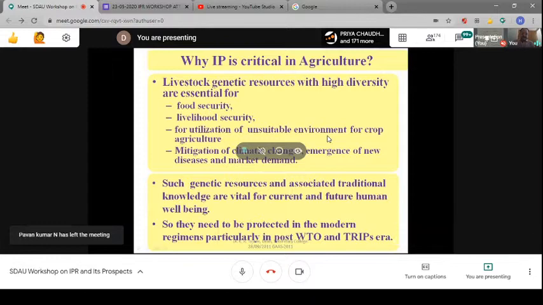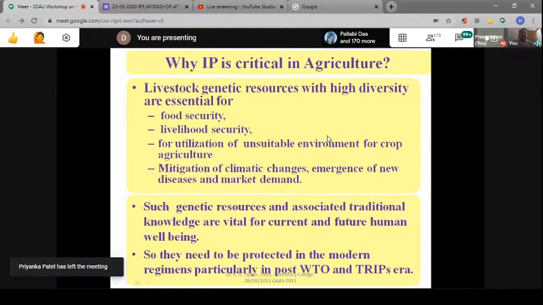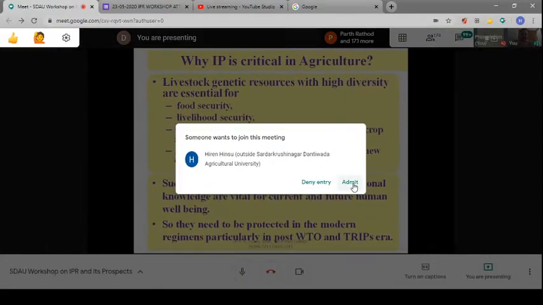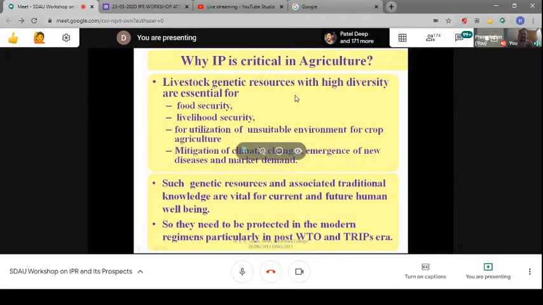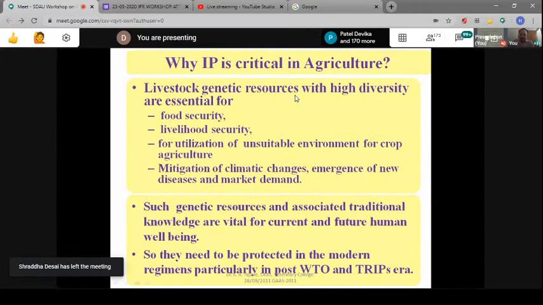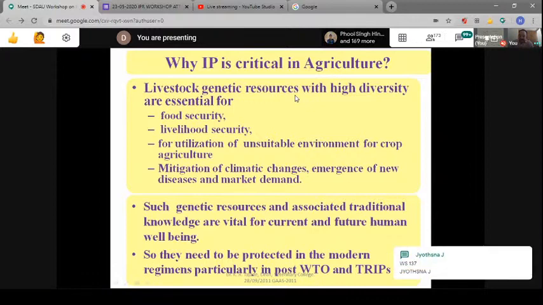Diversity is the base of sustainable development in any sector, not only in agriculture and animal husbandry. If diversity is there, then you can continue. You might have studied one important sentence: variation is the raw material for the breeder. The same is true here, that diversity and variation in any sector is a key factor for sustainable development. The agriculture and livestock sectors are essential, the core, vital part of the nation. They contribute, and have future potential, for food security, livelihood security, utilization of environments unsuitable for crop agriculture, mitigation of climate change, emergence of new diseases, and market demand.